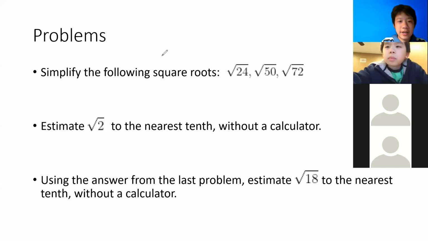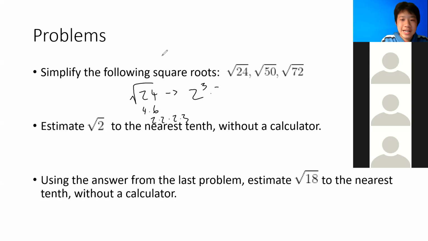So how would I simplify the square root of 24? Well, let's first prime factorize it. 24 is 4 times 6. So that's 2 times 2, which is 4, times 2 times 3, which is 6. So I'll have the square root of 2 to the third times 3. If we take a first glance at this, hey, 2 to the third, that's not a perfect square. 3 to the first is not a perfect square either. So can we even simplify this?